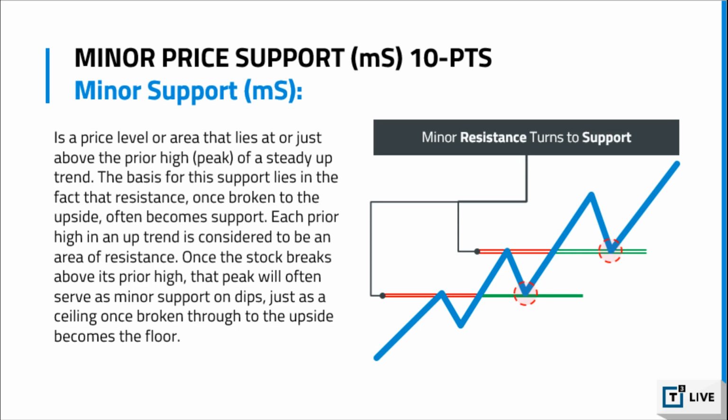Minor support is an area that lies at or just above the prior resistance area. It could be a pivot, could be sometimes a base, like so, in a steady uptrend. So again, minor support is what used to be resistance becomes support on a retracement back to it. Does that make sense? So it is that resistance area that was broken through to the upside becomes support on a retracement back to it.